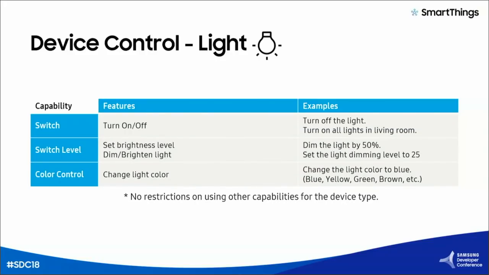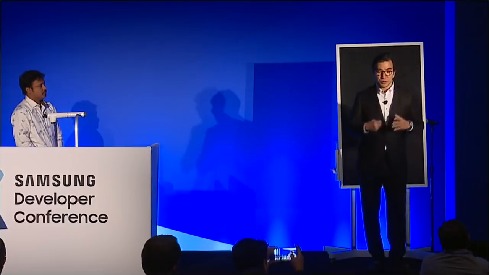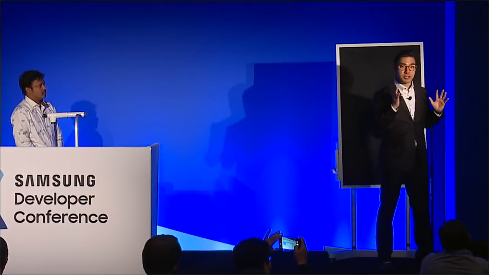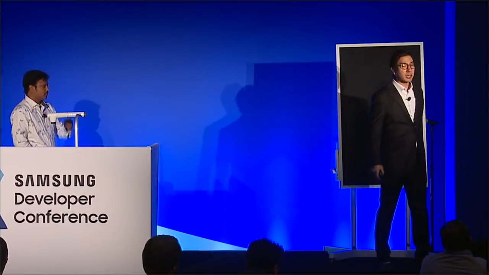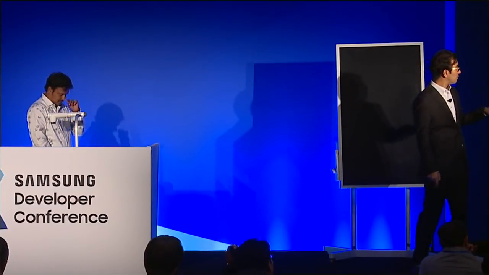I mentioned that light could have these 3 capabilities for on and off, change the brightness, and to change color. So Bixby sees these capabilities of your device and sees that, oh, these terms can work with these capabilities. So you just say, like, turn off the light. You will find the device that has a switch capability and change the switch capability attribute to off.